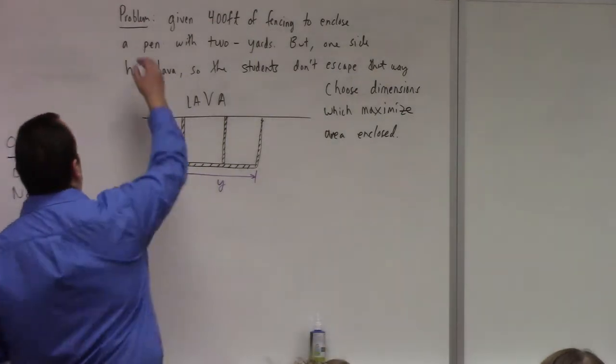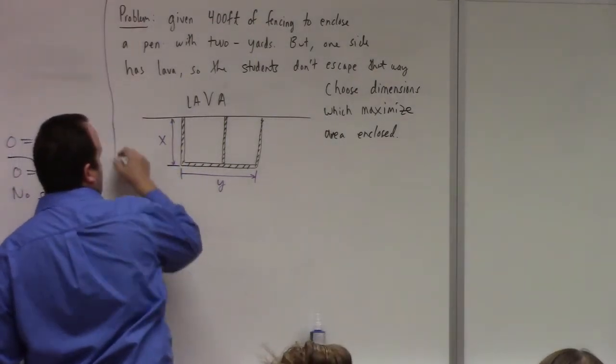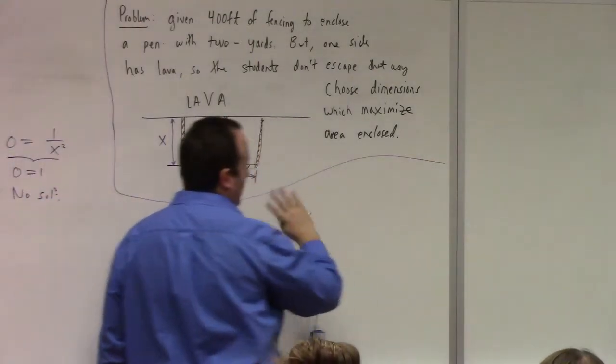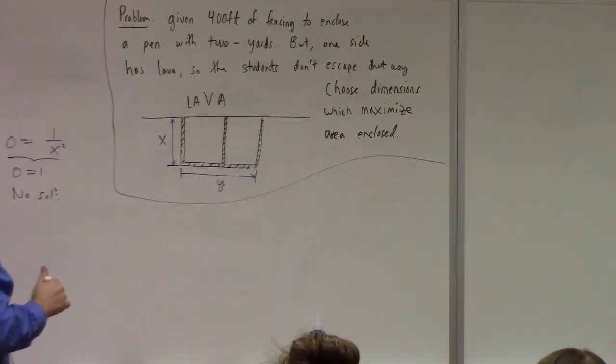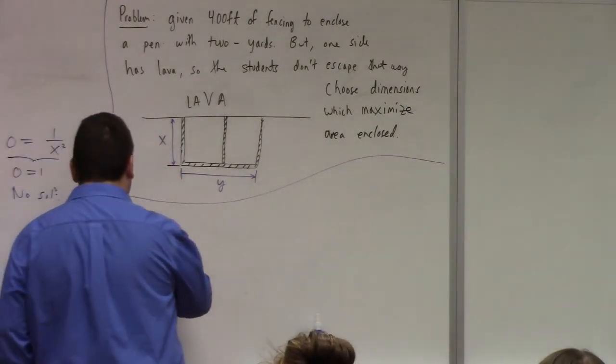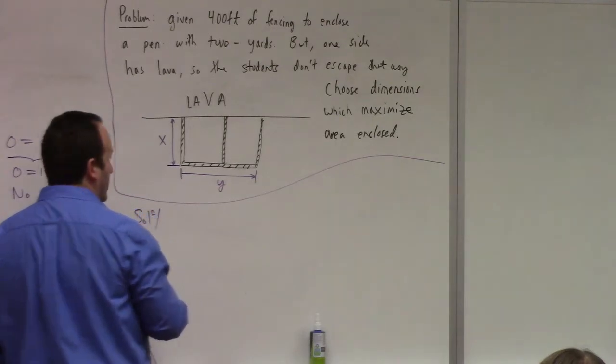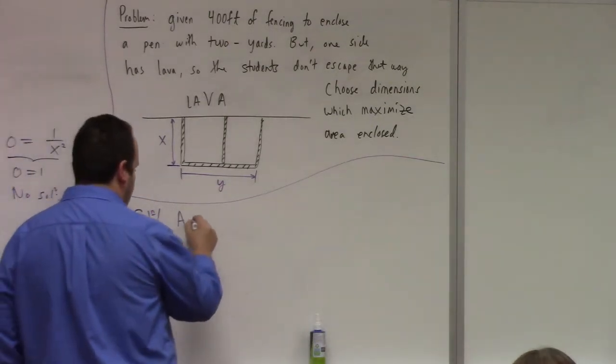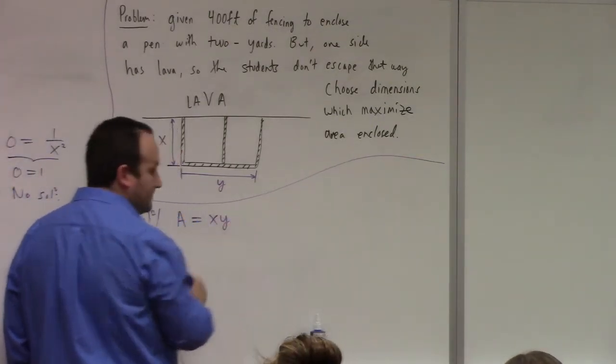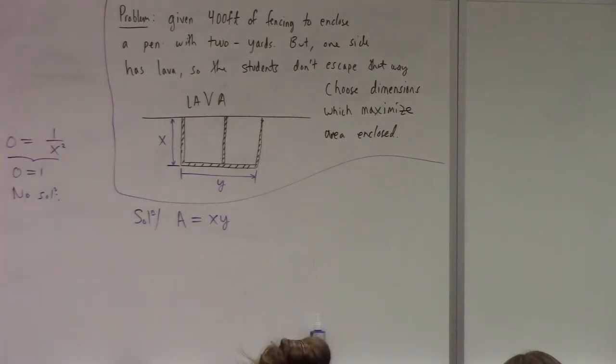I know it's easy to lose track, but here's the problem statement. Now I'm going to solve it. So solution, mostly in purple. First of all, the area is equal to x times y, right? I do expect you to know that area is length times width. I'm pretty sure this is not too much of an imposition of mine.